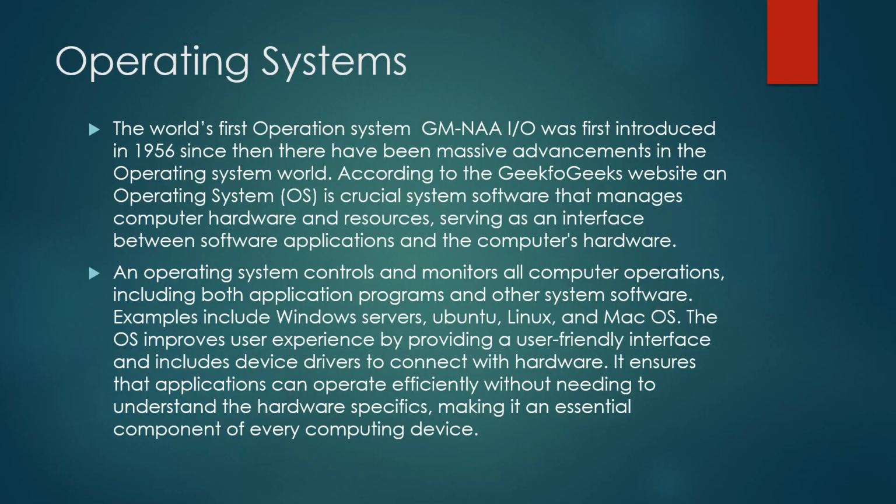According to the GeeksforGeeks website, an operating system, otherwise known as OS, is a crucial system software that manages computer hardware and resources, serving as an interface between software applications and the computer hardware. An operating system controls and monitors all computer operations, including both application programs and all the system software. Examples include Windows Server, Ubuntu, Linux, and macOS.